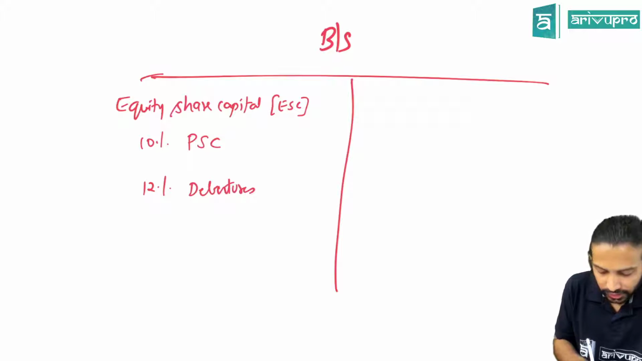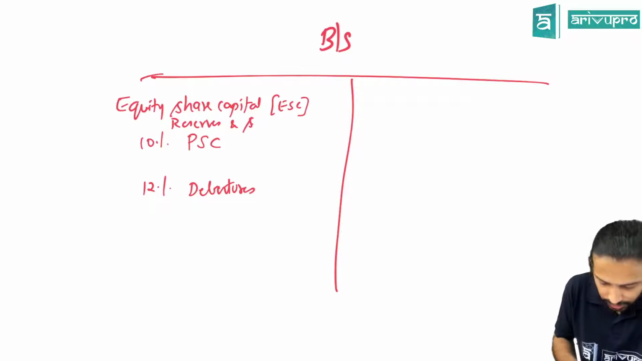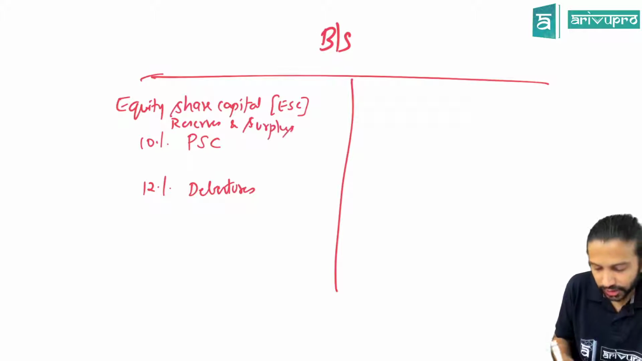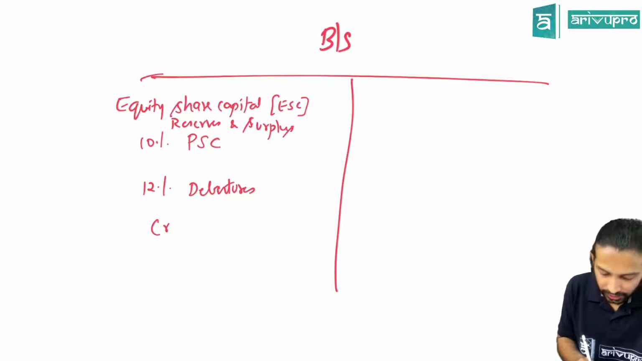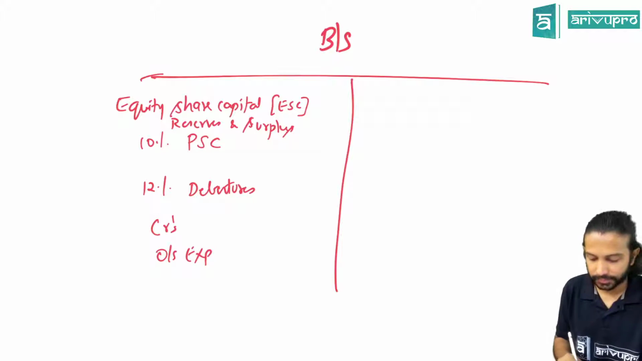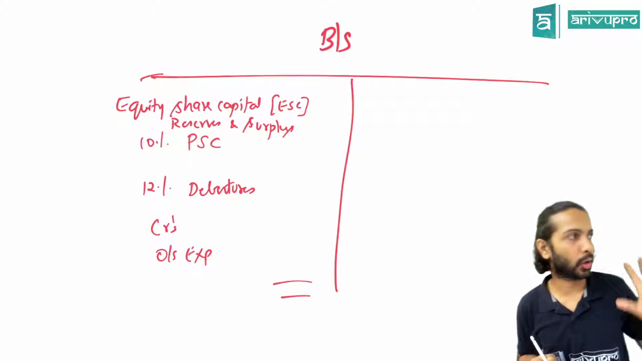Are we okay? Here, in fact, we used to also have reserves and surplus. Then we used to have current liabilities like creditors, outstanding expense, etc. This used to be our balance sheet. I've just taken a few components.